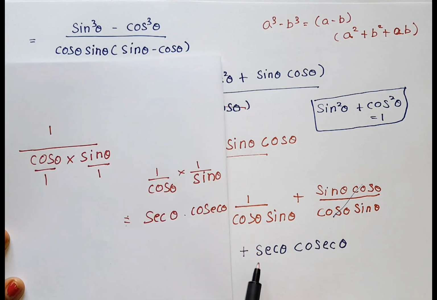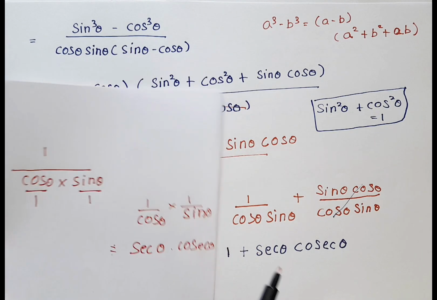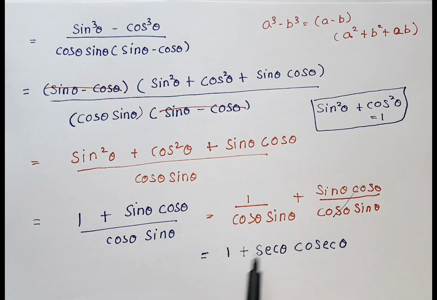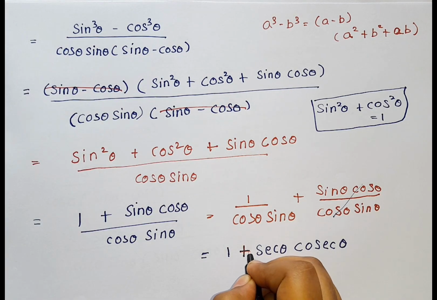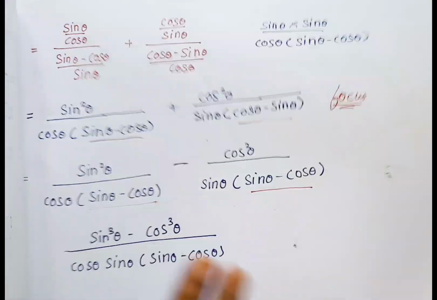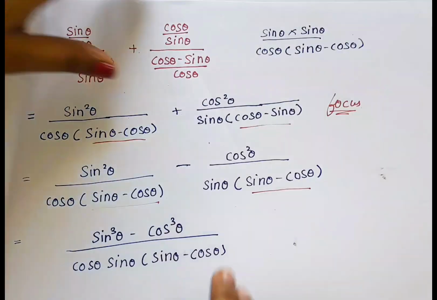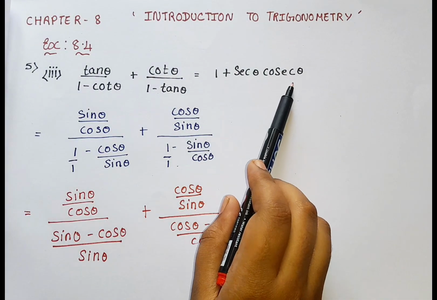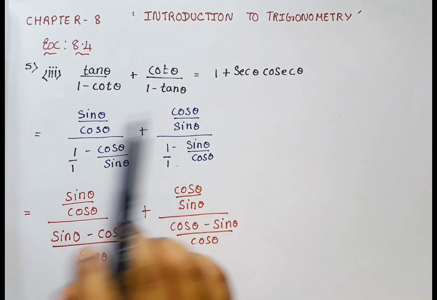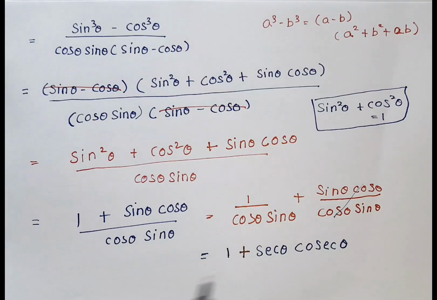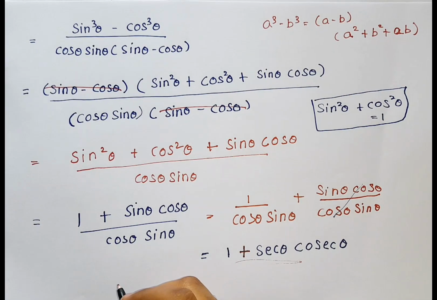Like this I got secant theta and cosecant theta, and I just wrote the 1 as it is, and even the plus as it is. So this is what we are supposed to prove, 1 plus secant theta and cosecant theta. Nothing there means multiply, everyone knows that. So we got the same value. Finally we proved it.